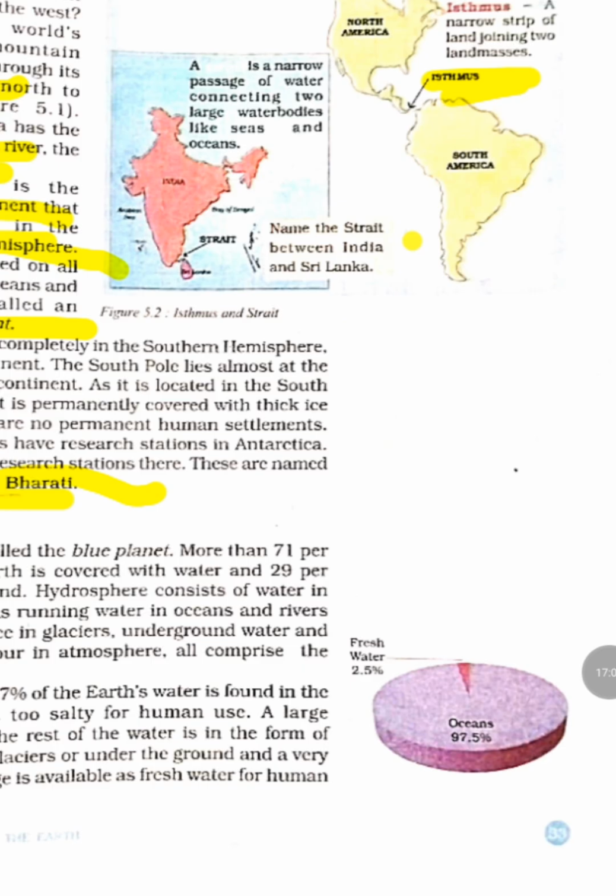And the second one is the strait. A strait is a narrow passage of water connecting two large bodies of water, like seas and oceans. Example, the Palk Strait, which is between India and Sri Lanka. And in South America there is the Magellan Strait, which connects Chile and Argentina.